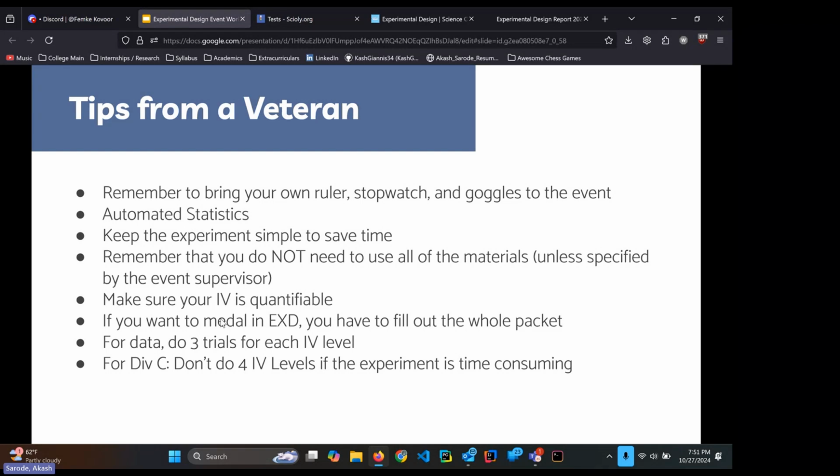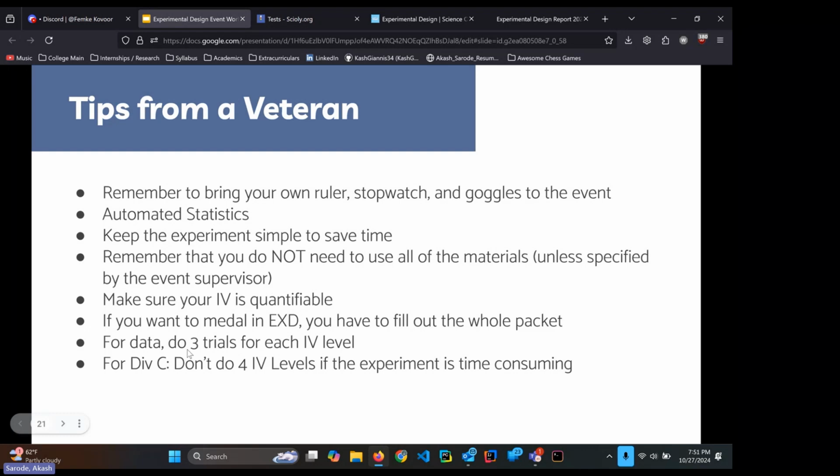And if you want to medal in XD, you definitely want to ensure that you fill out the whole packet. I don't know if this is true for all tournaments, but for the majority of tournaments that I was in, all of the teams that medaled finished basically the entire packet. Some of the times they may have missed like one section in CR or like one small part, but for the majority of the time, the entire packet was basically filled out for all the medaling teams. So that should be a priority for you especially.